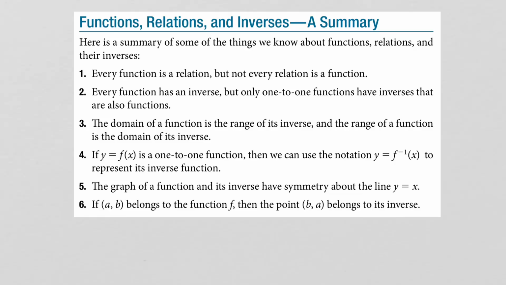So as a summary here on functions, relations, and inverses, every function is a relation, but not every relation is a function, okay? Every function has an inverse, but only one-to-one functions have inverses that are also functions. The domain of a function is the range of its inverse, and the range of a function is the domain of its inverse. If y equals f of x is a one-to-one function, then we can use the notation y equals f inverse of x to represent its inverse function.